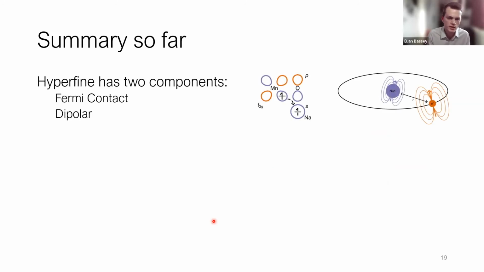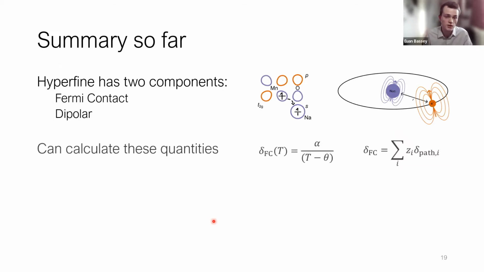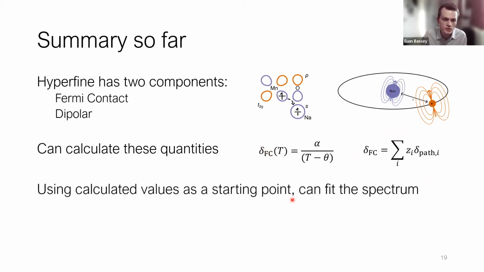Fermi contact, which is this through bond interaction, and dipolar, through space. We can calculate certain quantities. This is the Fermi contact shift, and we can break that down into bond pathways. Using those bond pathways, we can then generate a new set of local environments, fit those to the spectrum, see how they compare, go back, change them, fit, and repeat. And this gives us information about what the local environments are and how they're changing over time.